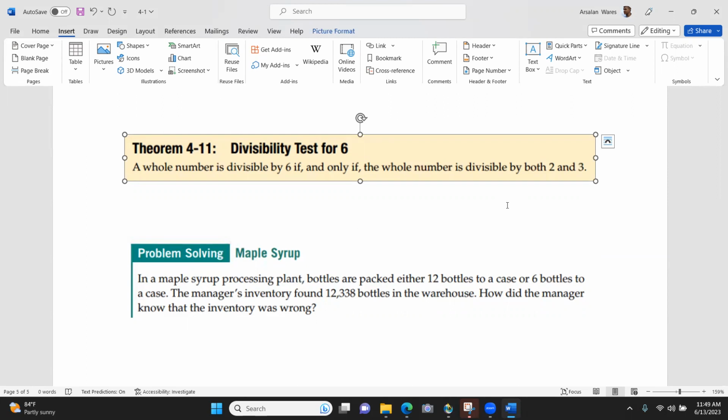Now, your book doesn't discuss 7. 7 is hard. We're not going to discuss it. Your book discusses 11. I'm not going to worry about 11, okay? So we need to be familiar with the divisibility test for 2, 5, and 10, which are easy, 4 and 8, moderately difficult, and 3 and 9, fairly difficult, and then 6. Got it?